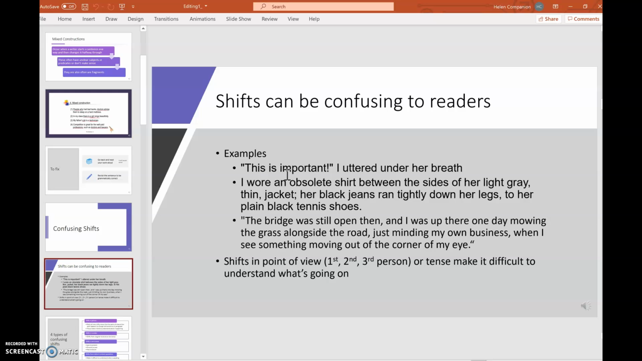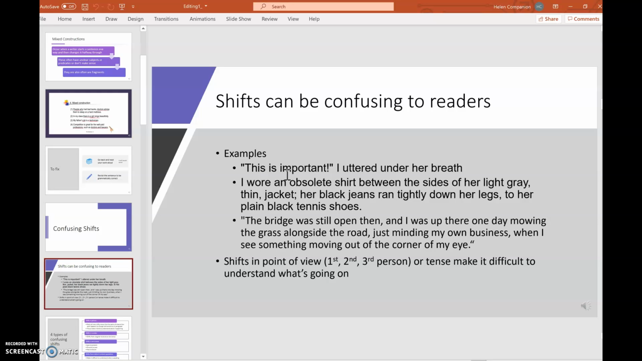"I wore an obsolete shirt between the sides of her light gray thin jacket. Her black jeans ran tightly down her legs to her plain black tennis shoes." And there's also a comma splice in there as well. So she wore an obsolete shirt between someone else's jacket. How did she do that? It doesn't make sense. And then this is from a different place: "But the bridge was still open then, and I was up there one day mowing the grass along the side of the road, just minding my own business, when I see something moving out of the corner of my eye."